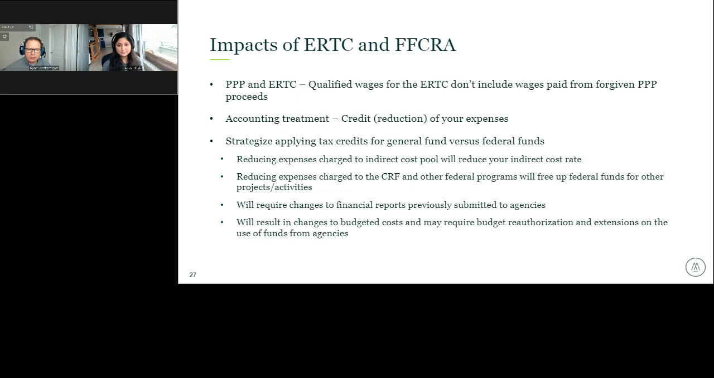C, we didn't have very many employees' wages that would meet the ERTC or the Families First tax credit criteria. Or D, we've done nothing yet.